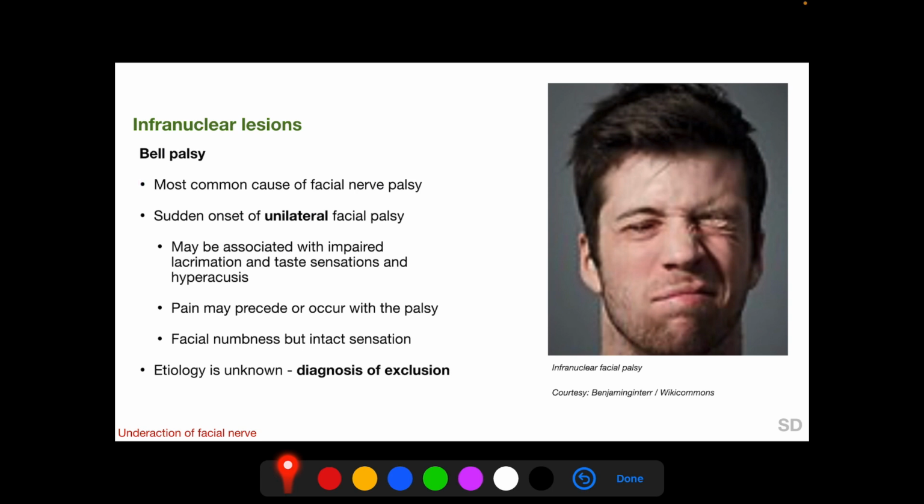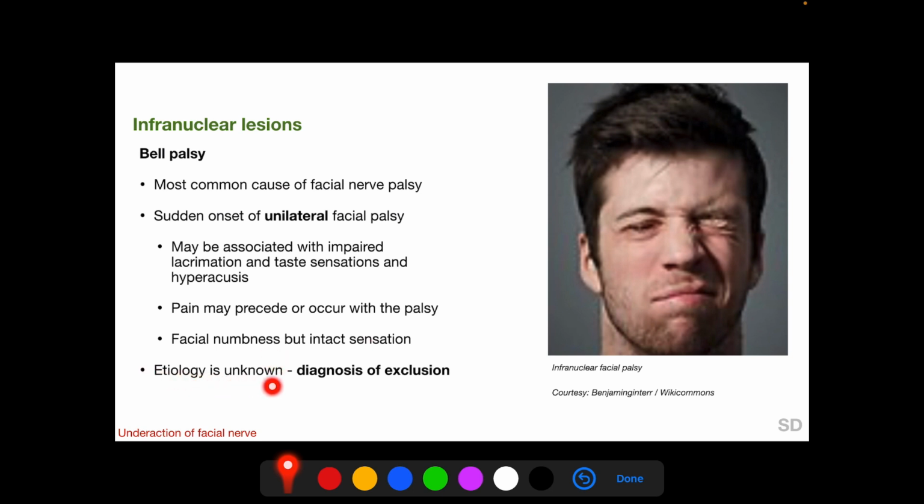As we have mentioned, Bell's palsy is the most common cause of facial nerve palsy, and the patient presents with a sudden onset of unilateral facial palsy. Both the upper and the lower halves of the face are affected. As we have also mentioned, it may be associated with impaired lacrimation and taste sensations as well as hyperacusis. There may be pain with Bell's palsy and it may precede or occur with the palsy. Bell's palsy is usually associated with facial numbness, but facial sensation is intact.